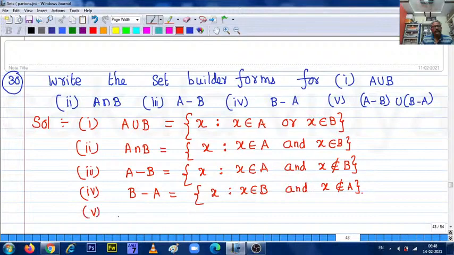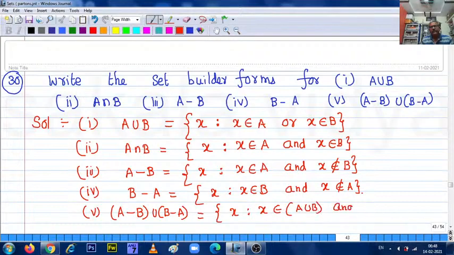Next, fifth one, A minus B union B minus A. Actually, A minus B union B minus A is called the symmetric difference between A and B, but you may study it in higher classes, don't worry. This we need to write as X such that X belongs to A union B, but X does not belong to A intersection B. This is the set builder form for these five.